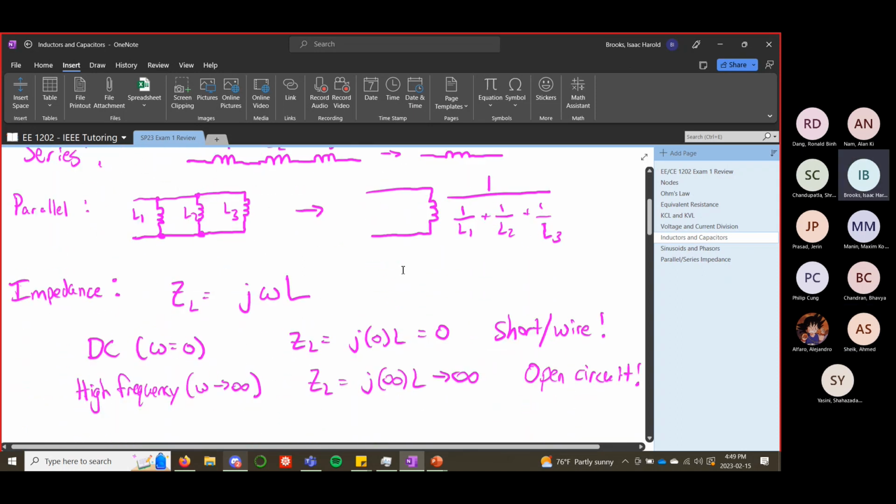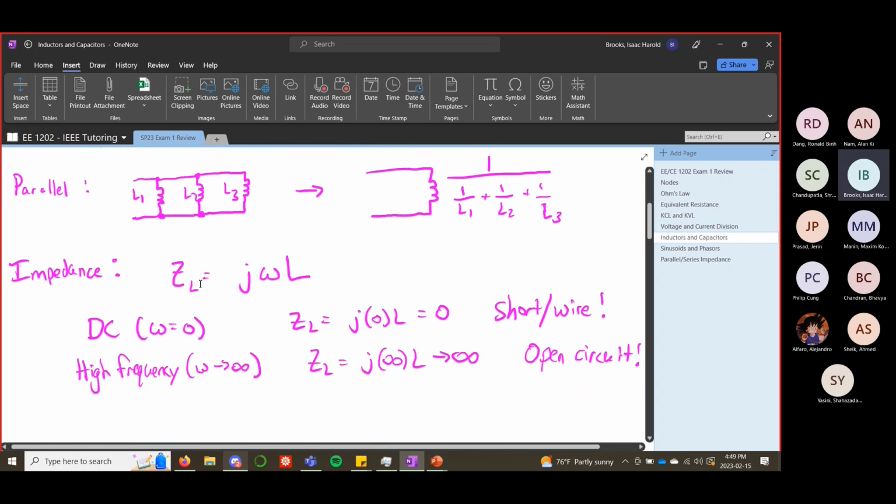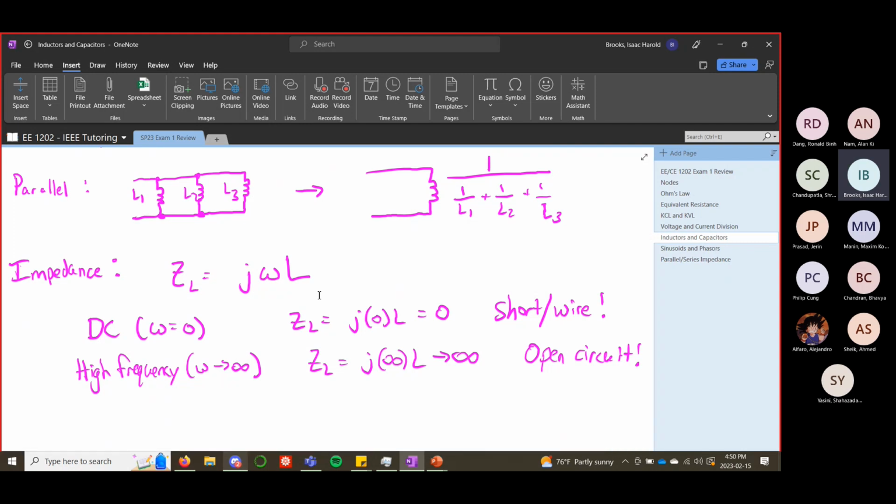Okay. The impedance of an inductor is jωL. So impedance is kind of just an abstraction of resistance in the complex plane. Resistors have impedance. The impedance of a resistor is just R. The impedance of an inductor is jωL, okay? And once you're working with impedances, you can kind of treat things the same way.